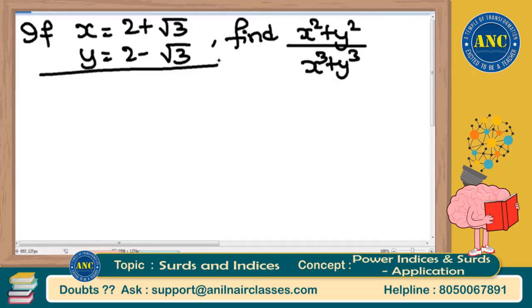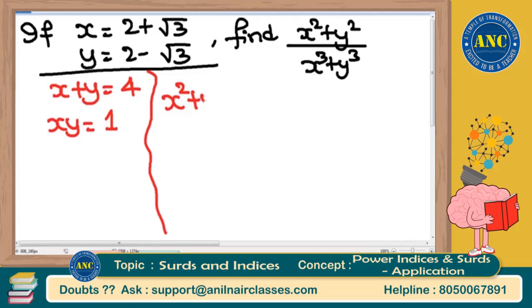Now see here, first of all, if I add these two, x and y, root 3 minus root 3 cancels, x plus y I will get as 4. Similarly, if I multiply those two, 2 plus root 3 into 2 minus root 3, a plus b into a minus b is a square minus b square, 4 minus 3 is 1. Sir, why did you add? Why did you multiply? Now see here. Because of this reason, sir.